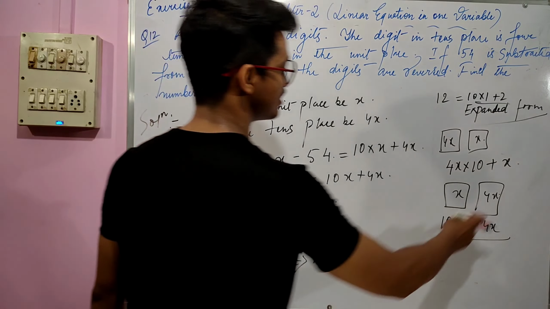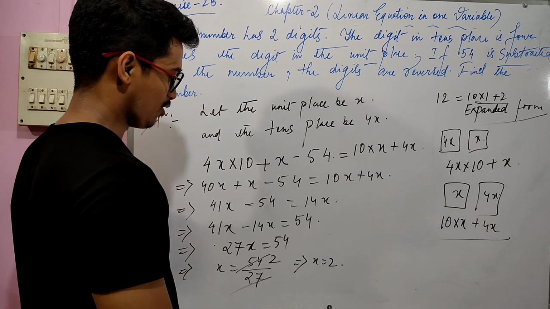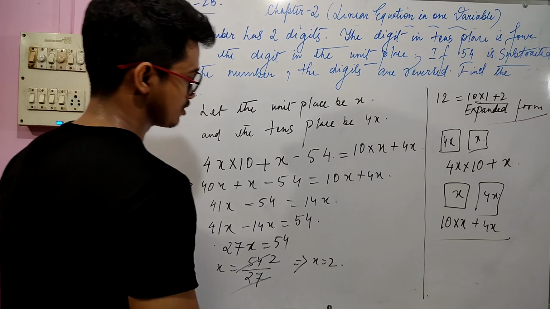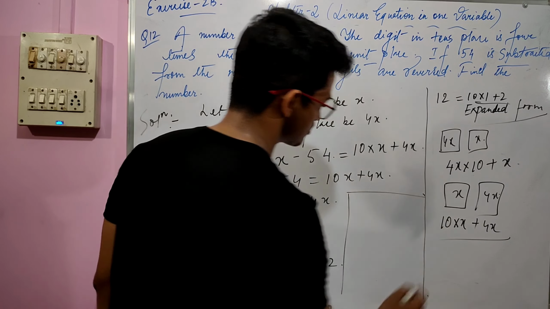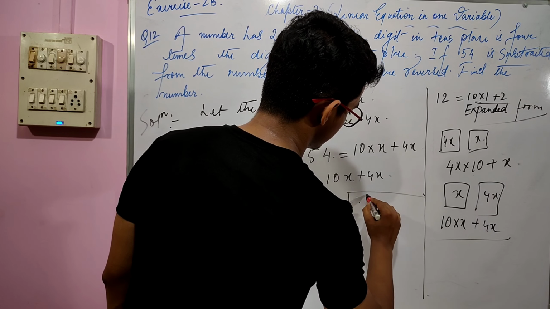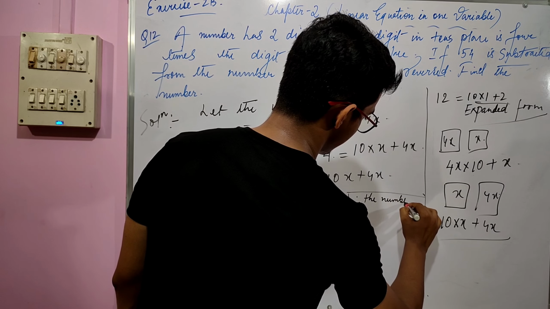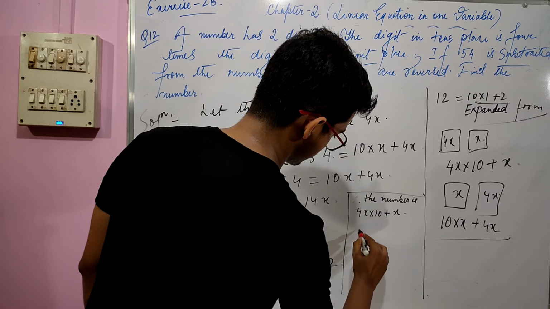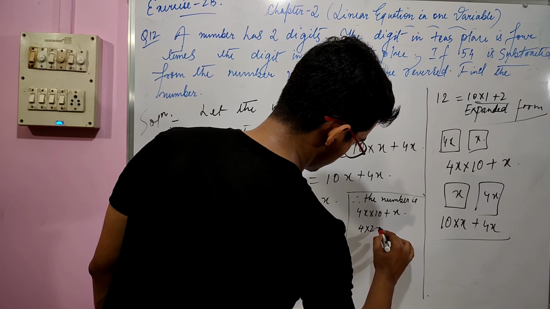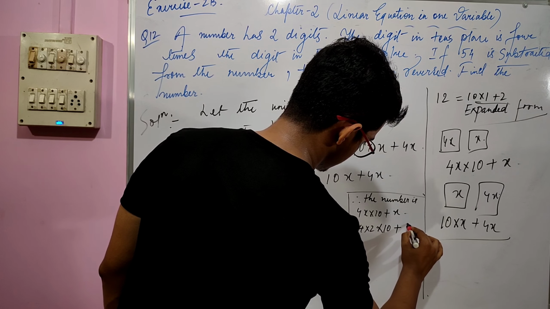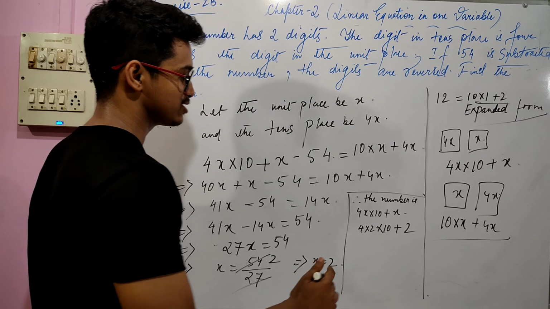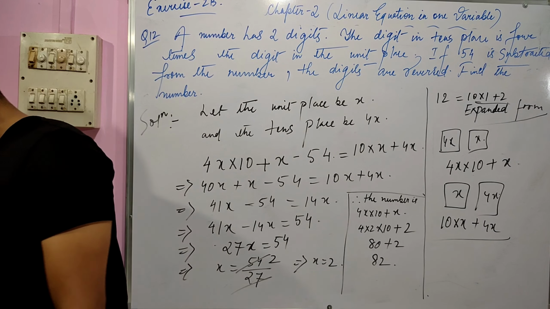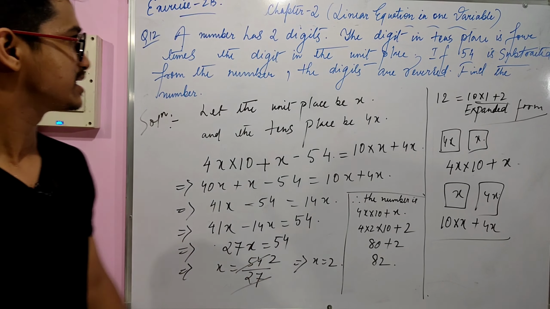So the original number is 4x into 10 plus x, or we can simply find the answer using this expanded form. I will write it over here because space is a little less. So the number is 4x into 10 plus x, which is 4 into 2 into 10 plus 2. So 4 into 2 is 8, 8 into 10 is 80, plus 2, that is 82. So that is the answer to question number 12 of exercise 2B.